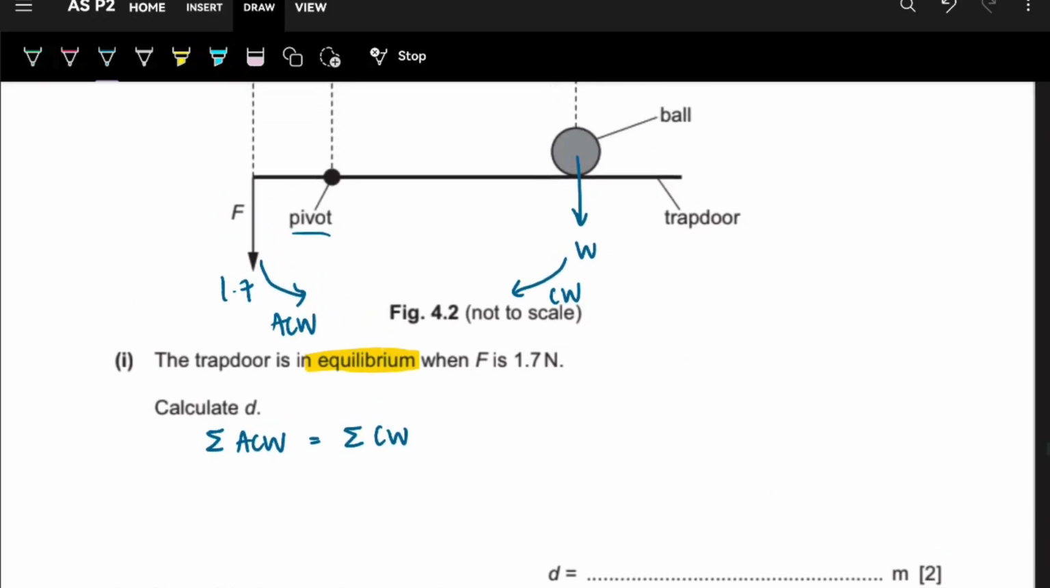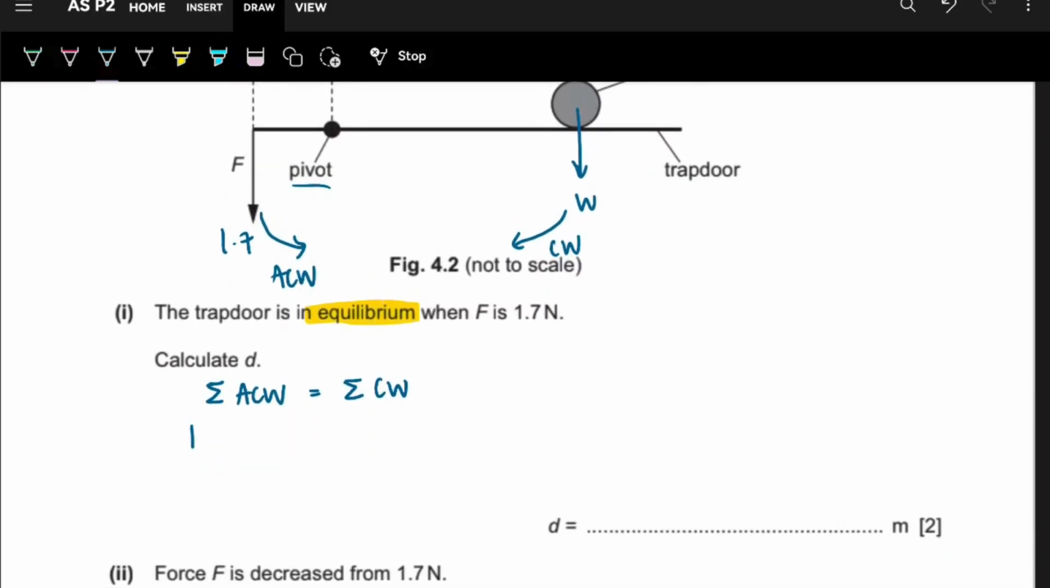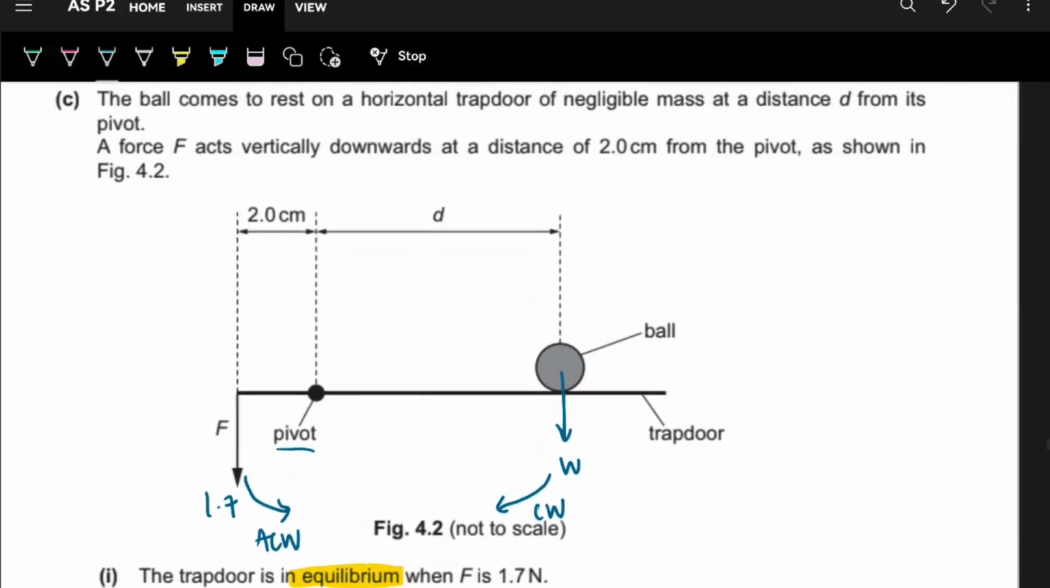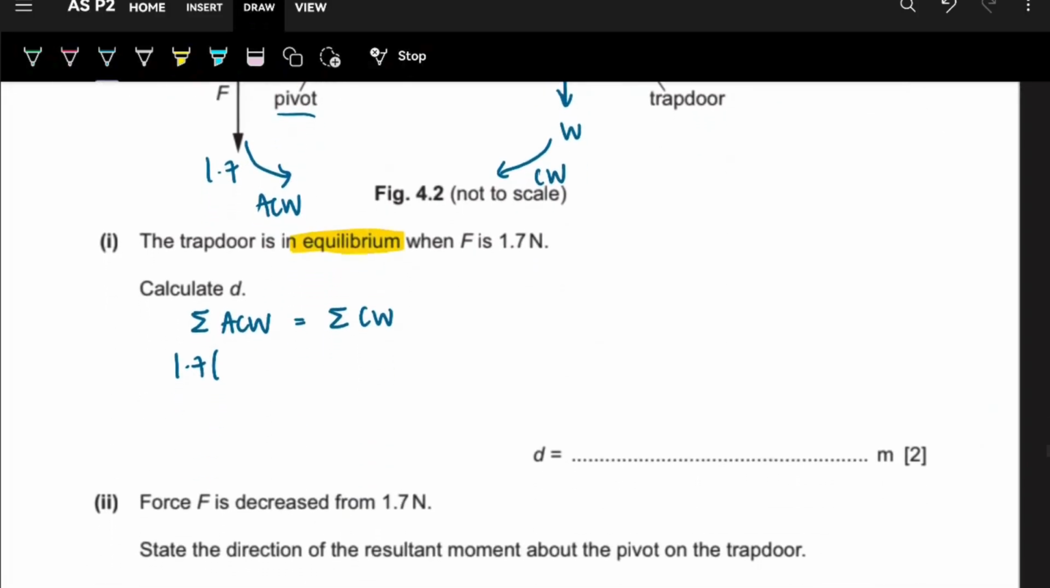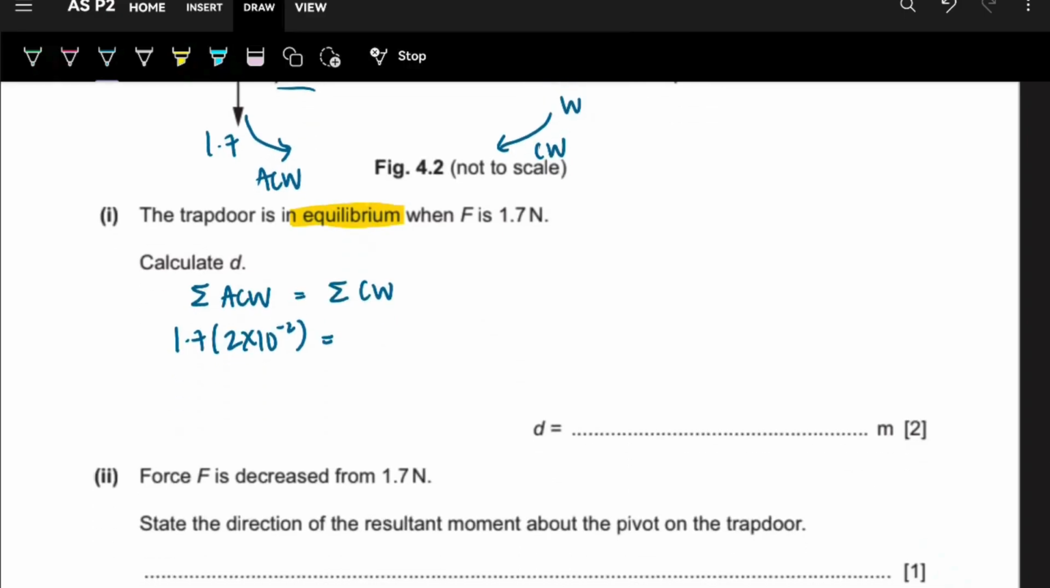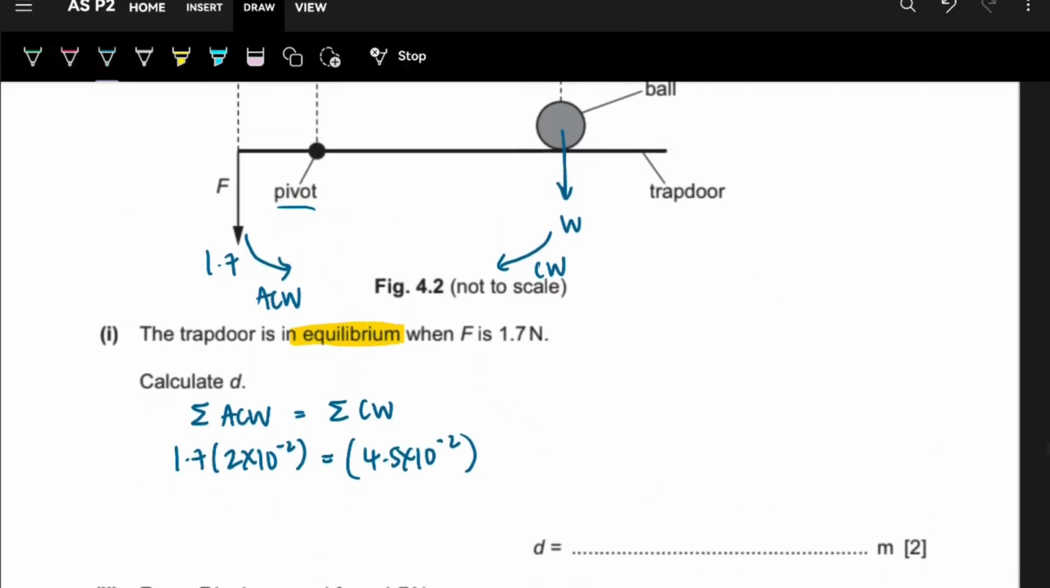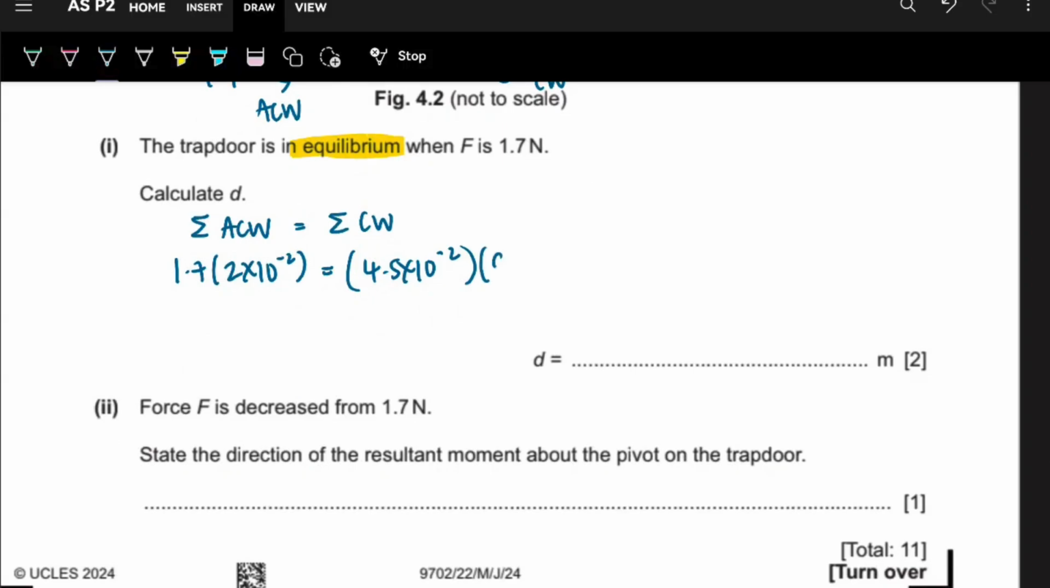So we have 1.7 Newton. What's the distance? It's in centimeter. Make sure you convert to meter. Do not forget, these are the small things. Clockwise, the mass is 4.5 times 10 to the negative 2. But remember, we are getting the force, which in this case is the weight of the ball. So make sure to times 9.81 because W is equal to mg.